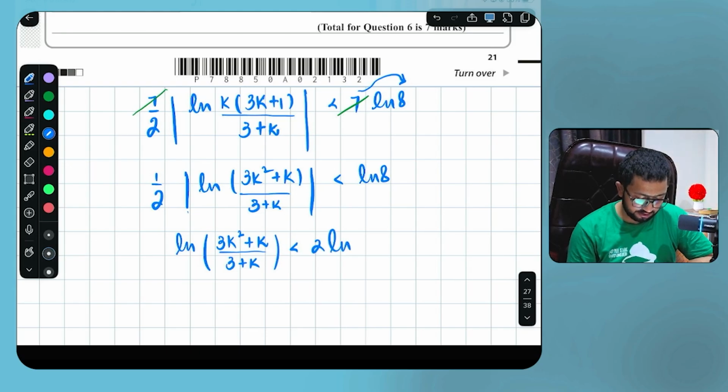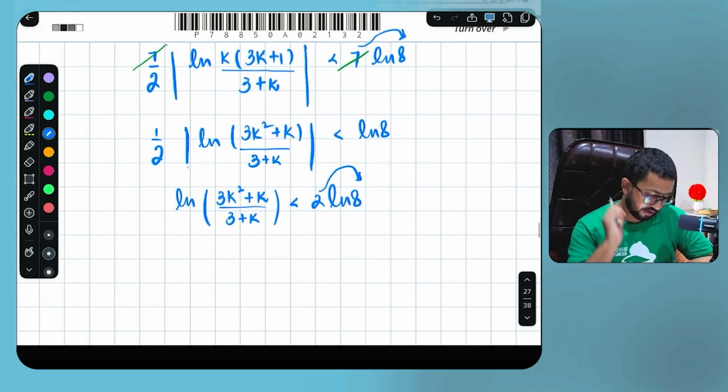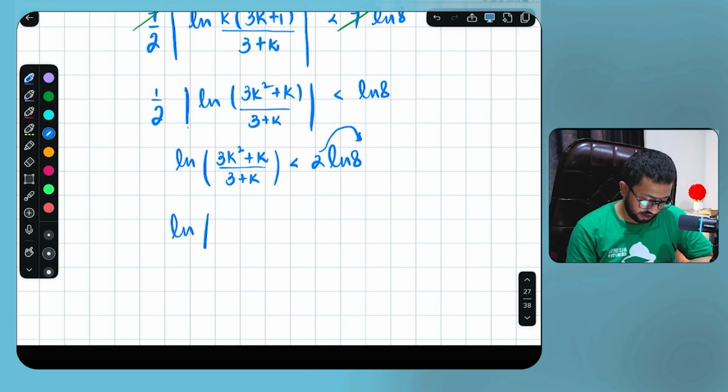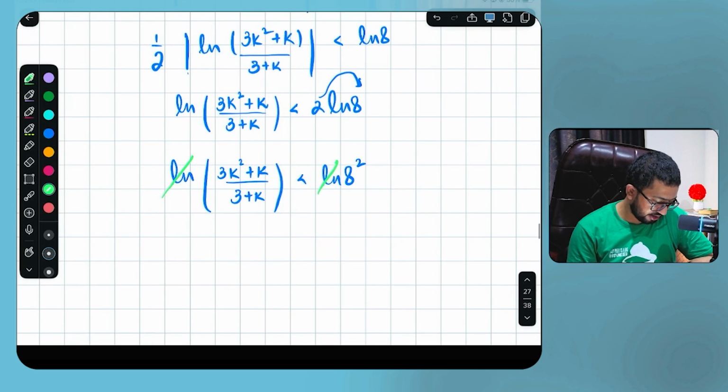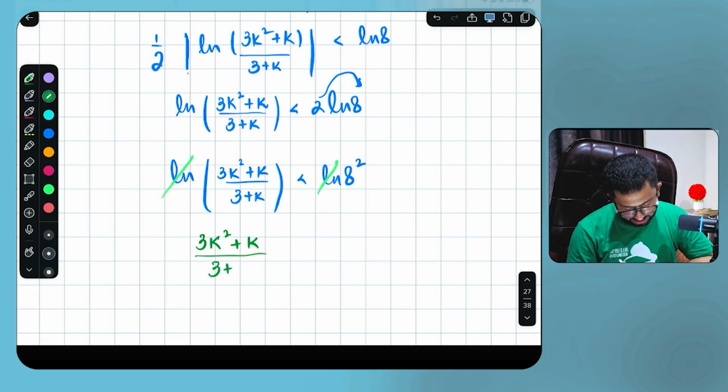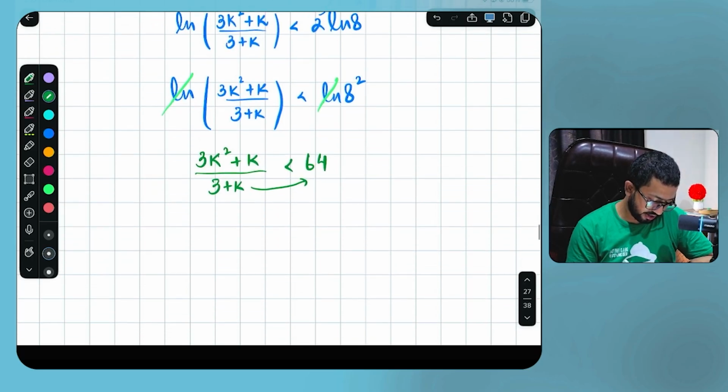So it will become 2 ln of 8. Shift to the power of 8 according to the property of ln. I hope everyone knows. ln of 8 square. So now the ln can be cancelled out, everyone knows from P2 idea. So what can I do further? That is the remaining term in this part actually. 8 square is 64. Shift 3 plus k to the other side.